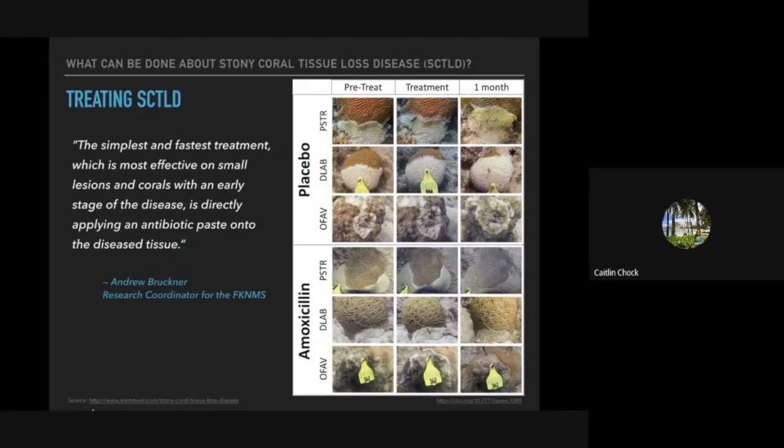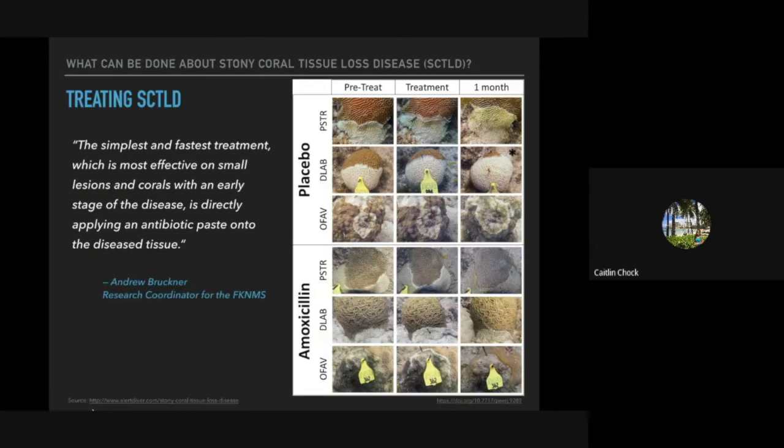So treating SCTLD. The simplest and fastest treatment, which is most effective on small lesions and corals with an early stage of the disease, is directly applying an antibiotic paste onto the diseased tissue. So this is very interesting. This treatment has been shown to work, as you can see on the diagram on the right.